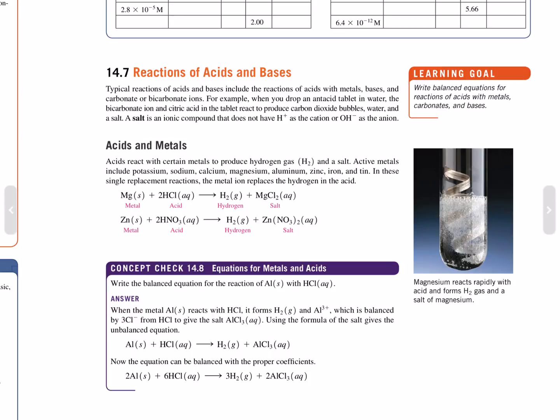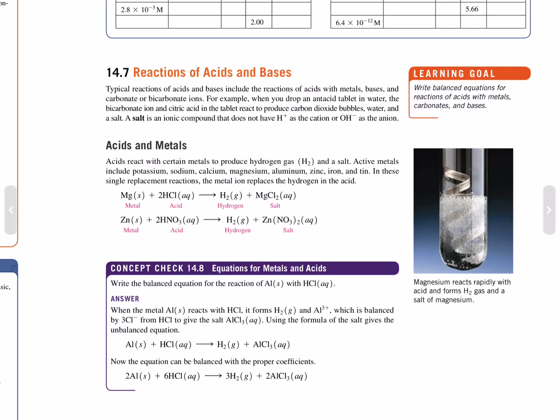For example, when you drop an antacid tablet in water, the bicarbonate ion and the citric acid in the tablet react to produce carbon dioxide bubbles, water, and salt. A salt is an ionic compound that doesn't have protons as the cation or hydroxide as the anion.